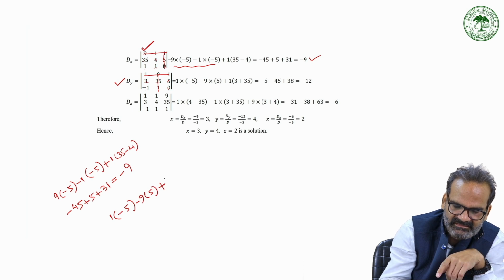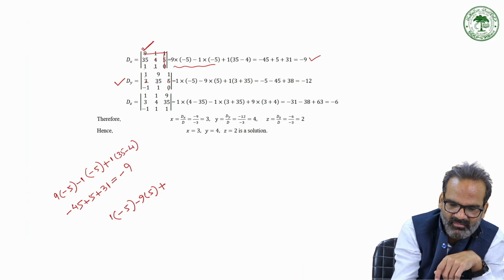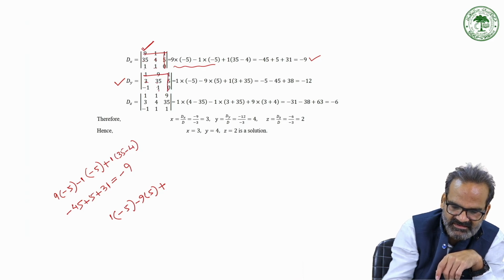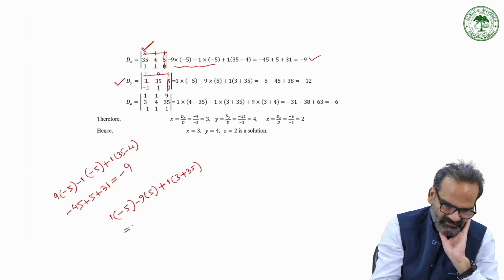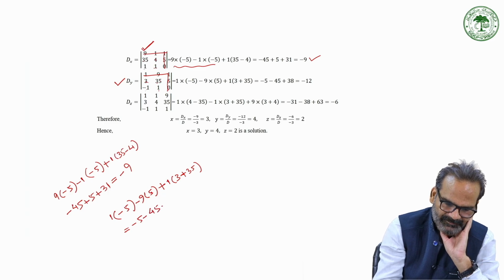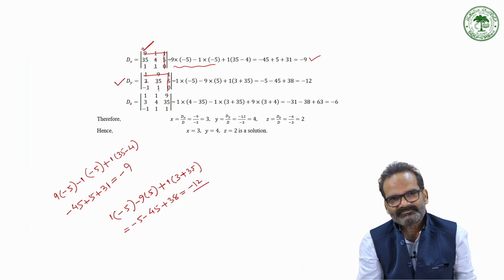Plus third element is 1. So, see, the last is 1. Delete the row and column in which 1 lies. 3 into 1 is 3 and 5 into 1 is minus 5. So, minus plus, you will get this. Simplify this, you will get here what? 1 into minus 5 is minus 5, 9 into 5 is minus 45, plus 5 into 3 is 38. Simplified, it is coming out to be minus 12, right?